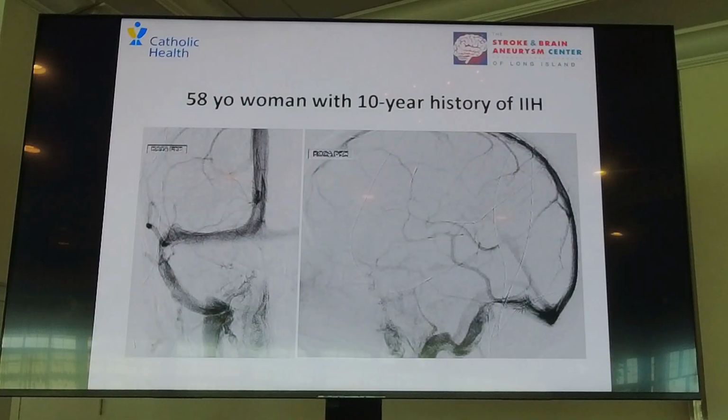I'll show you in a second how we decide whether we stent somebody or not. But this is another example from one of our patients. This 58-year-old lady, 10 years history of IIH. So a very long history of IIH, refractory symptoms, kind of given up on the disease, learned how to live with it.